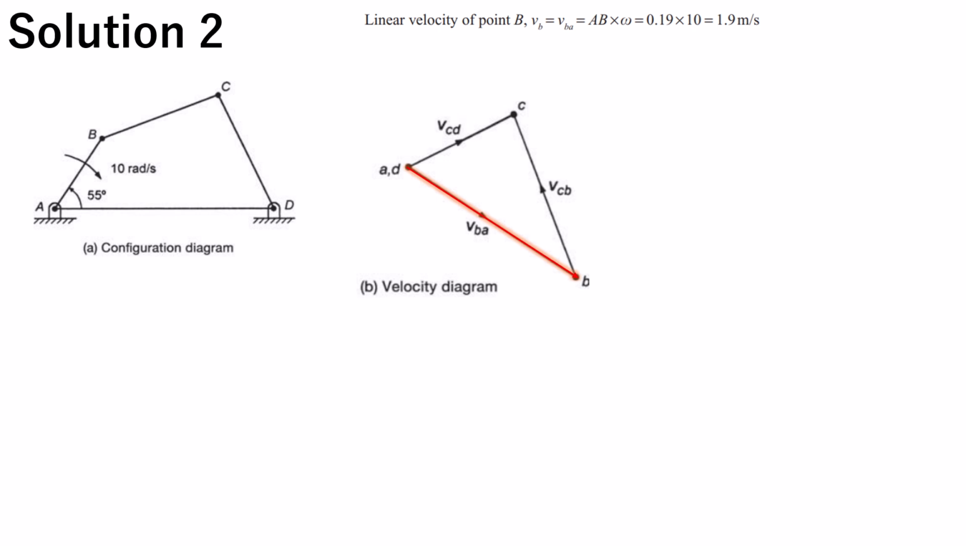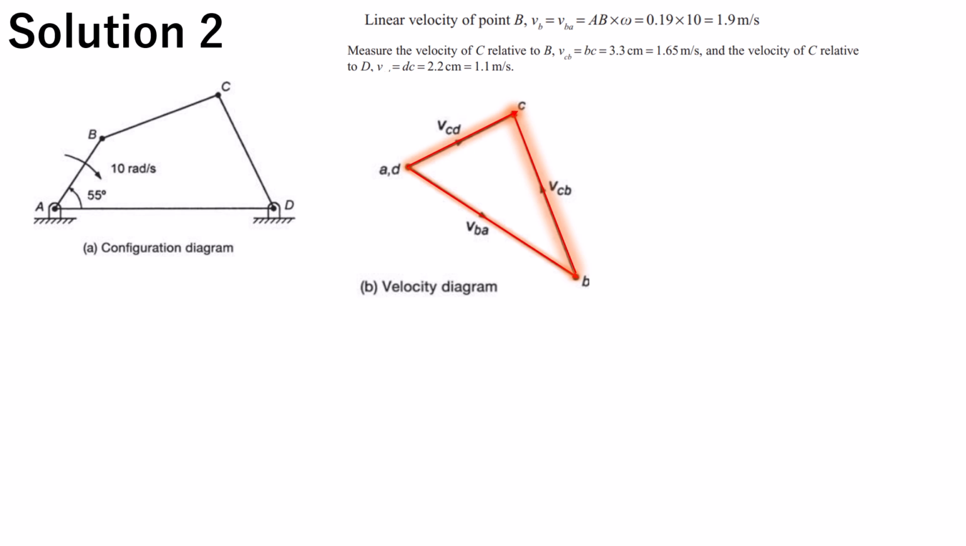And from the point B, we are going to draw vector BC, which is perpendicular to the link BC as shown. Finally, from the fixed point D, we are going to draw the vector DC, which is perpendicular to the link DC as shown. Now we can get the values from the velocity diagram, and we can measure the velocity of C with respect to B. We get a value of 1.65 meters per second, and similarly the velocity of C relative to D, we get a value of 1.1 meters per second.